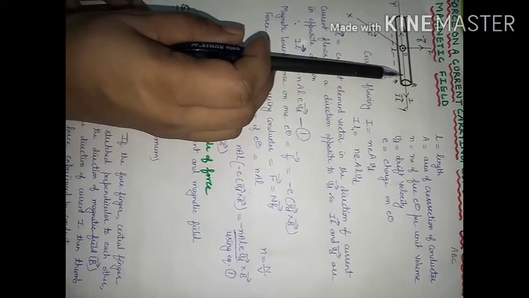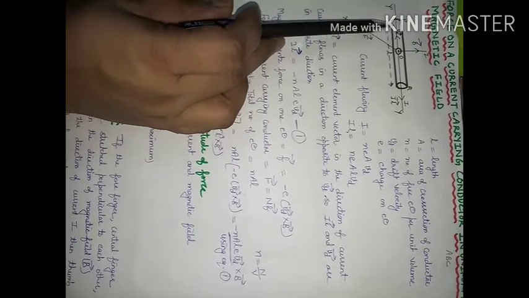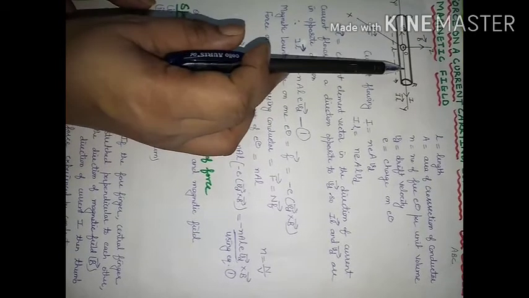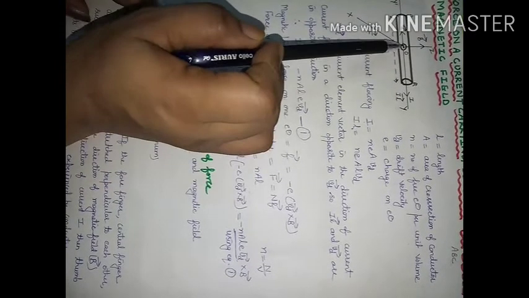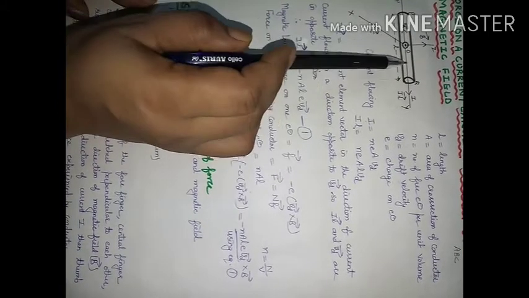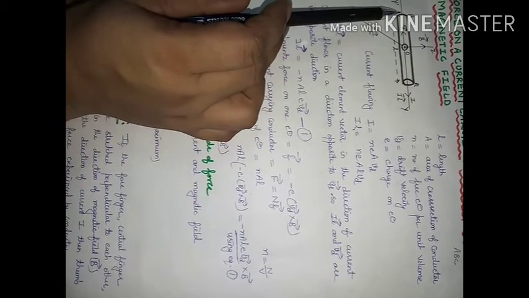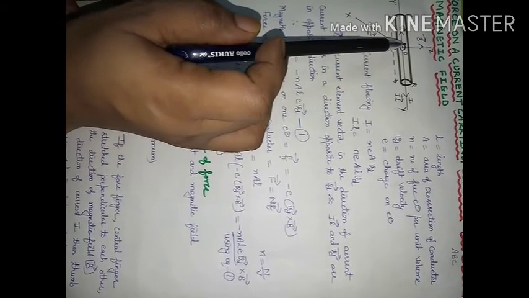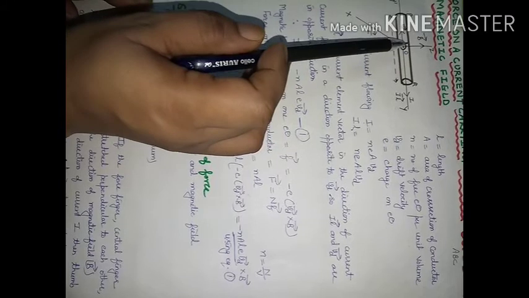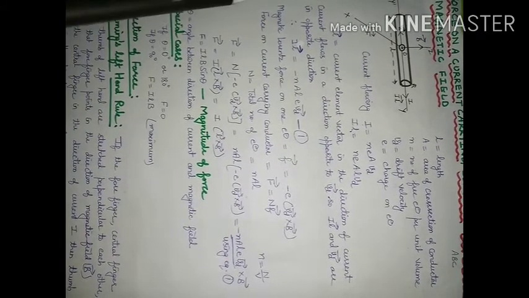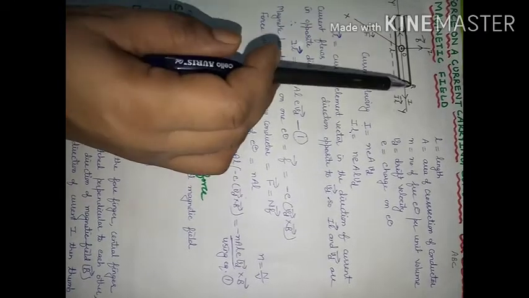Current carrying conductor means electrons are flowing. Electrons are flowing means charge is flowing, and charge is flowing here in the presence of magnetic field B that we have applied along the z-axis. So many charged particles are moving in this wire, and all particles will experience a force due to the presence of the magnetic field. So we have to find what is the total force experienced by these charged particles.